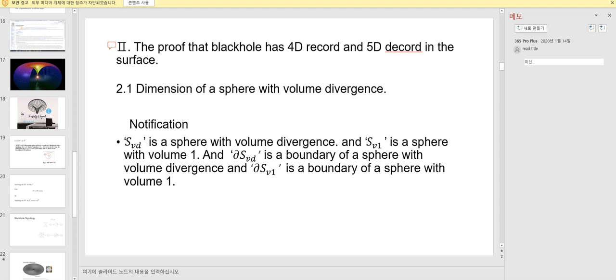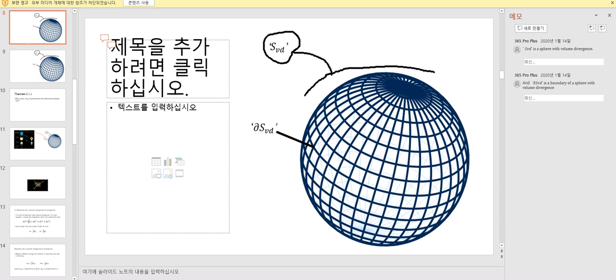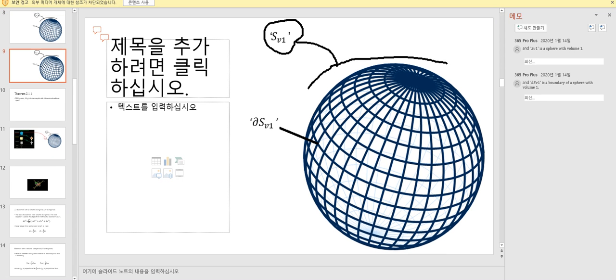The proof that a black hole has a 4D record and 5D record on the surface. Notation: S3D is a sphere with volume divergence, and DS3D is the boundary of a sphere with volume divergence. And S31 is a sphere with volume 1, and DS31 is the boundary of a sphere with volume 1.